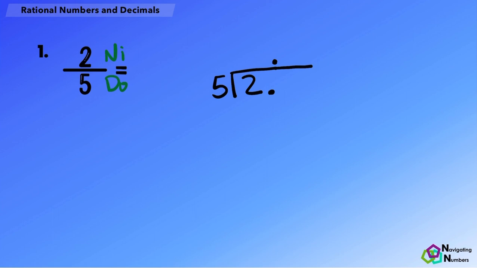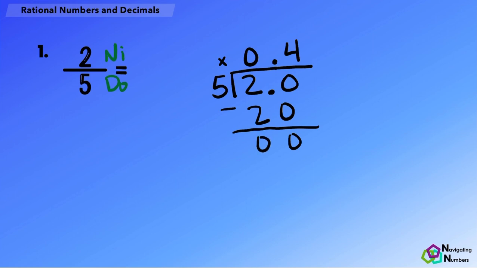All right, so 5 goes into 2, 0 times. 5 times 0 is 0. Next, we want to see if it can go into 20. 5 goes into 20, 4 times, perfectly. 5 times 4 is 20. 20 minus 20 gives me a remainder of 0. That means that 2/5, or 2 over 5, or 2 divided by 5, is equivalent to the decimal 0.4.